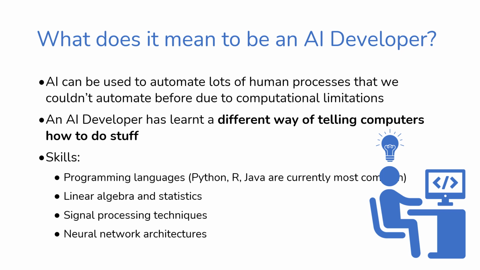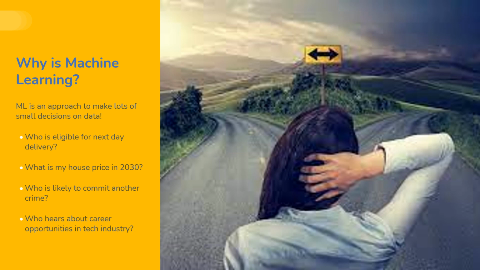But still we need some good skills to be an AI developer, or to be a contributor to this field, including programming languages, linear algebra and statistics, and also signal processing techniques and neural networks. Developers or contributors need to understand that machine learning is an approach to make lots of small decisions on data. For example, who is eligible for next day delivery, what is my house price in 2030, who is likely to commit another crime, and another question could be who actually hears about career opportunities in the tech industry.